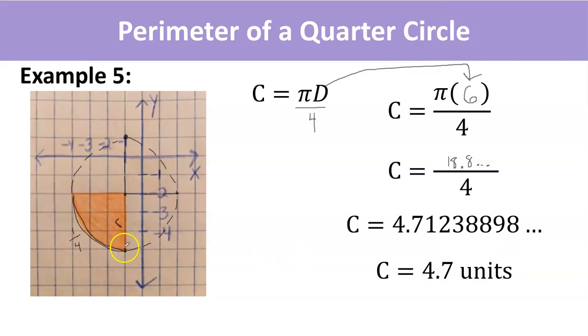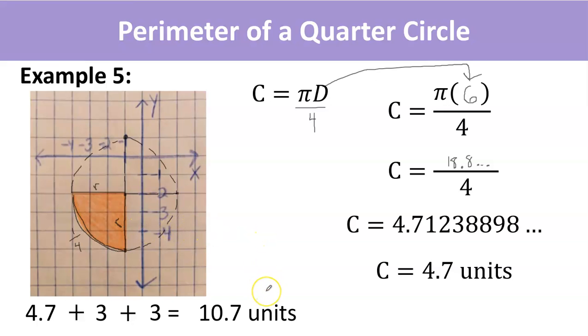Next, I need to add this straight line segment and this straight line segment to this curved line segment to get the entire perimeter. Well, these two straight line segments are equal to 3 units because they're both radii. So I'm going to take the 4.7 and add 3 and another 3, and that's going to give me a total of 10.7 units. 10.7 units is the perimeter of this quarter of a circle.